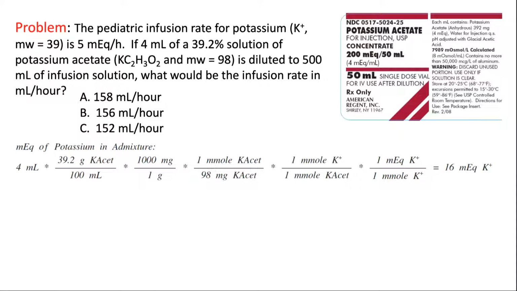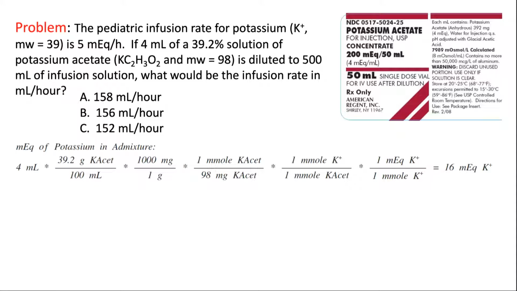We know its concentration. So let's multiply it by its concentration, which we said was 39.2% weight per volume, which means 39.2 grams of potassium acetate per 100 milliliters. That way milliliters cancel, and I'm now in grams of potassium acetate. Let's convert that to milligrams by multiplying by 1,000 milligrams per gram. I'm now in milligrams of potassium acetate.